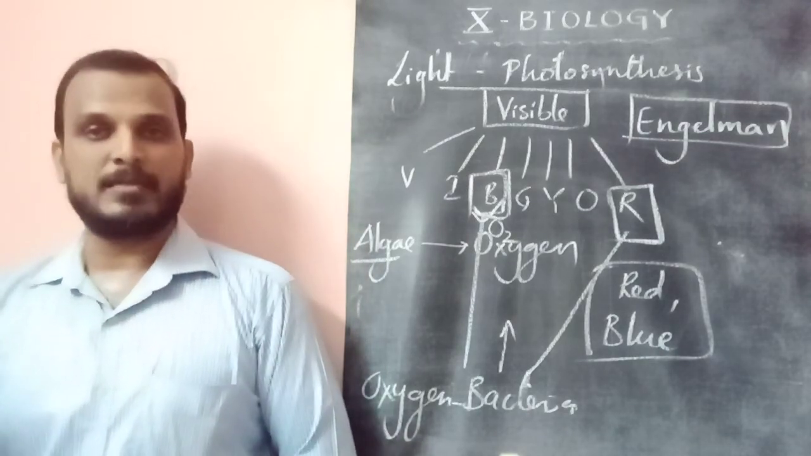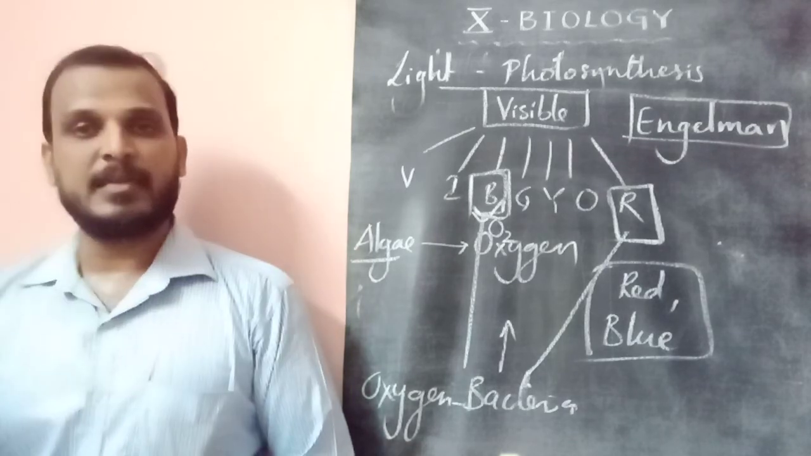And he told that the maximum rate of photosynthesis takes place in red and blue colors. Please follow these notes, dear children, and read the textbook part.